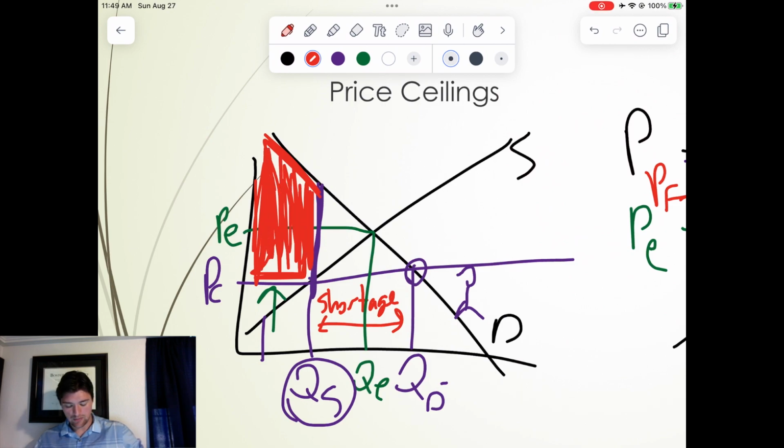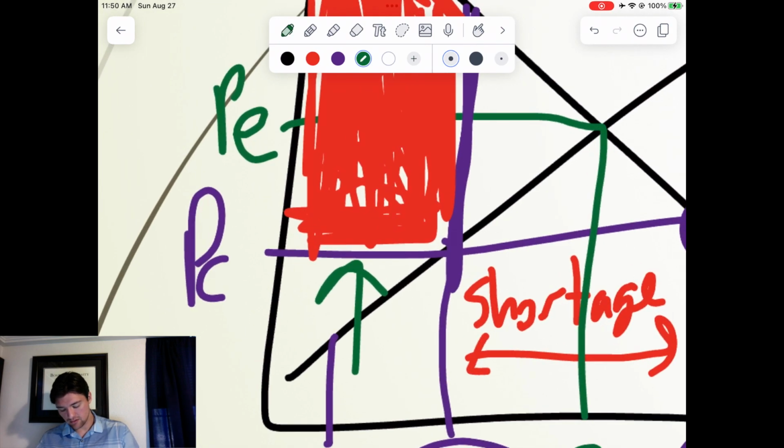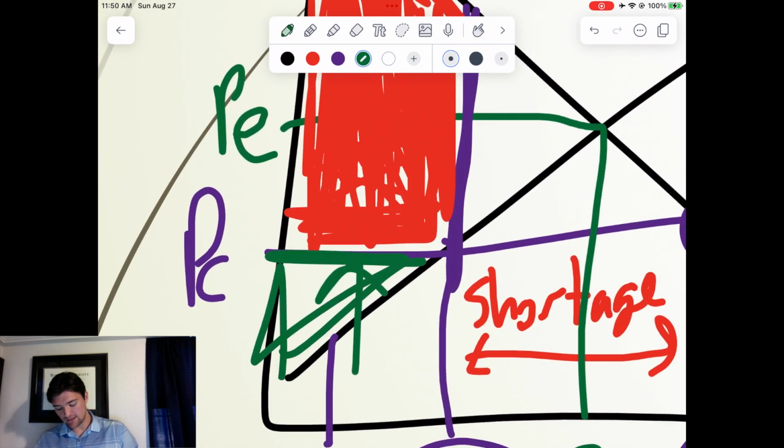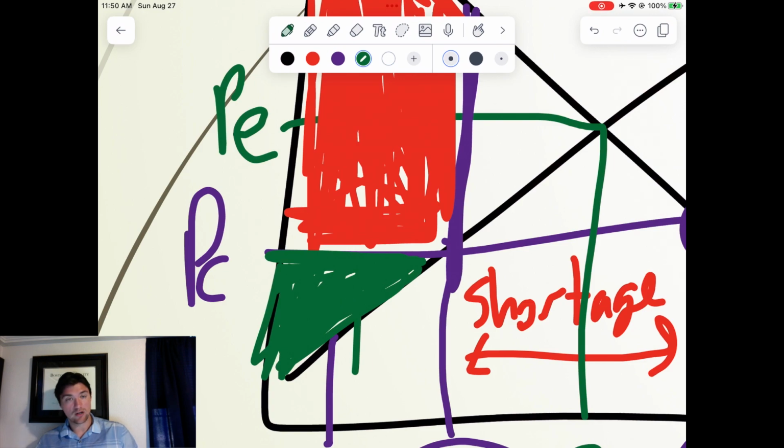Nothing changes here, right? Because that is the price that you're paying for it. But what did change is the quantity that you can buy. Producer surplus is this area down here, because again, it's the difference between your price and the supply curve. So that stays the same as well.